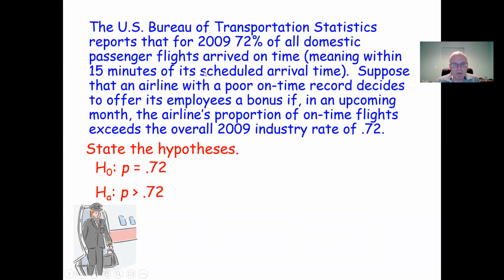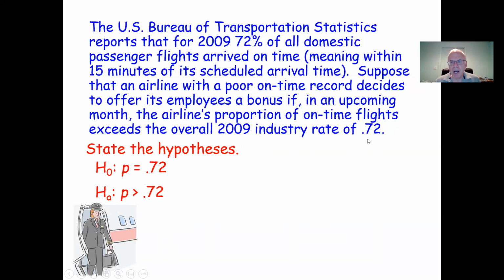Taking a percentage of all the flights, we're counting the number of flights that are on time and dividing it by all the flights, all the domestic flights. And that's how they came up with the 0.72. So p is the appropriate population characteristic. The null hypothesis is p equals 0.72. And then the employees will get a bonus if the proportion of on-time flights exceeds 0.72. That makes sense, right?